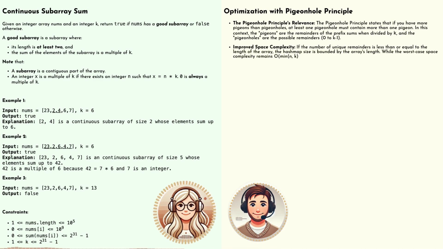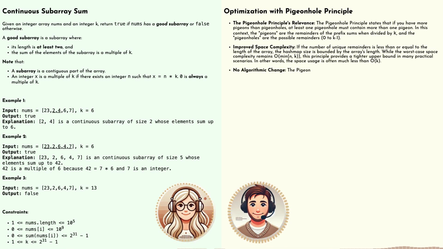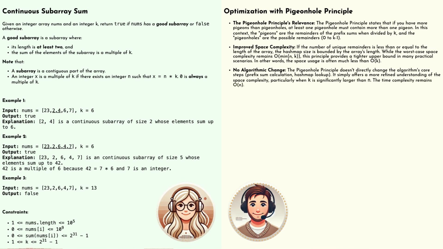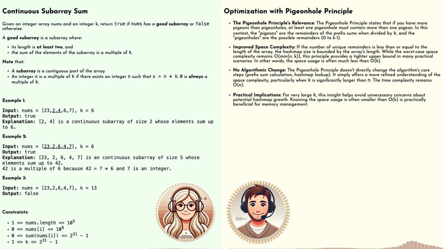Remember that pigeonhole principle we talked about earlier? Yes, the one about pigeons and pigeonholes. How does that apply here again? Well, our remainders, when we divide the prefix sums by k, those are our pigeons. There are only k possible remainders from 0 to k minus 1, which act as our pigeonholes. So if our array has more than k elements, we're guaranteed to have at least 2 prefix sums with the same remainder. That's the pigeonhole principle in action.